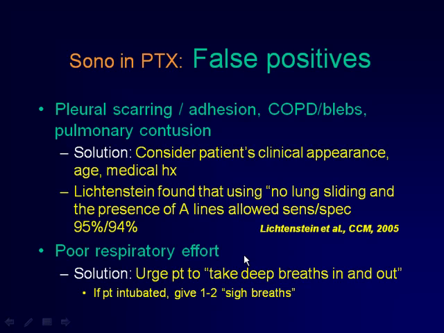Patients with chest wall injuries might be unwilling or unable to make good respiratory effort, and absence of pleural sliding might be thought to exist in someone who is not making proper respiratory effort or is splinting on that side due to injuries. This is something that should be considered in such contexts of trauma. Obviously, intubated patients can be given sigh breaths to help air movement and pleural sliding.